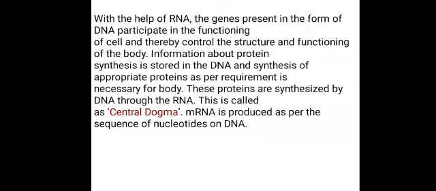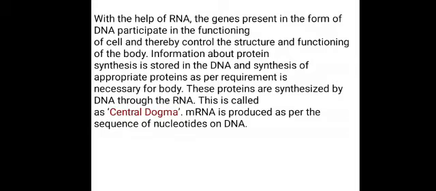So according to that, how can the transcription process occur? See, the transcription process occurs when the DNA transfers its information towards the mRNA. This process is known as transcription. So with the help of RNA, the genes present in the form of DNA participate in the functioning of the cell, and thereby they control the structure and functioning of the body.